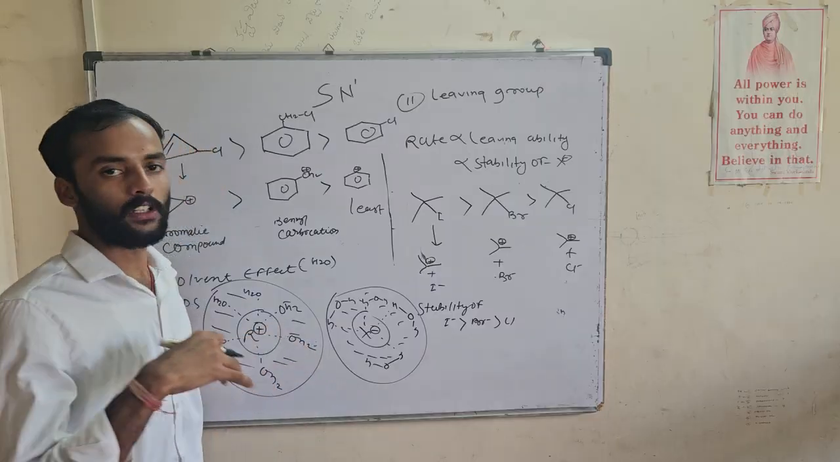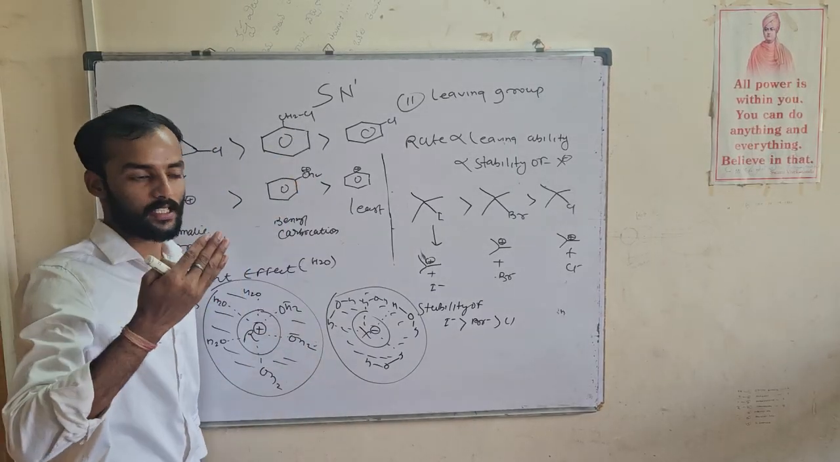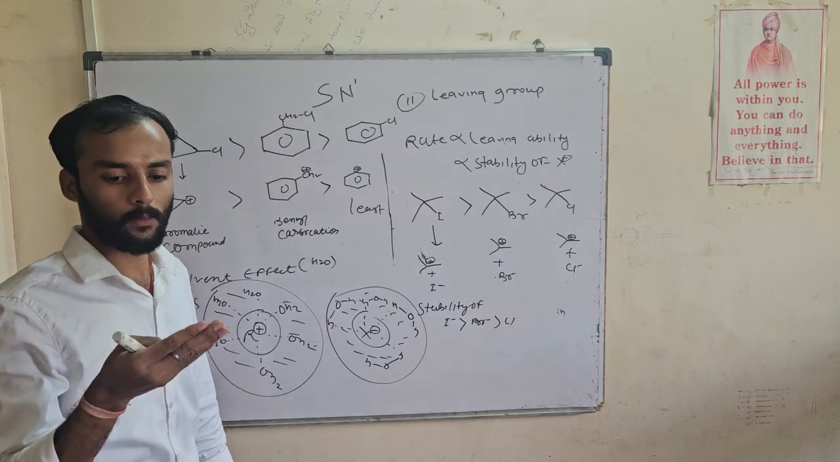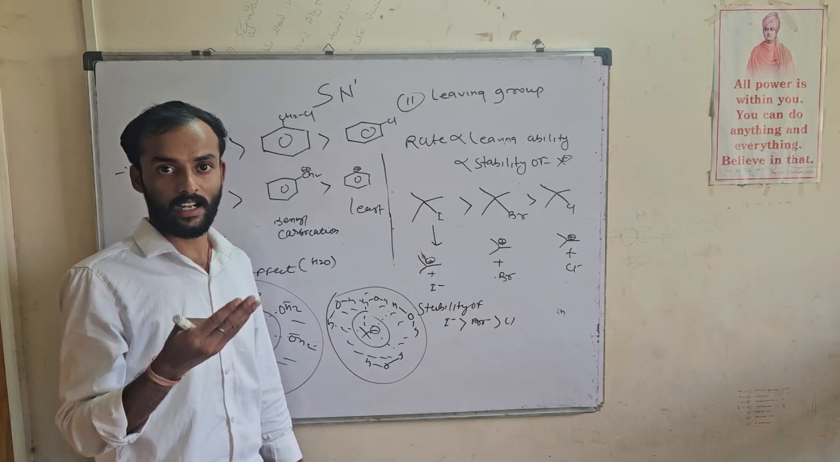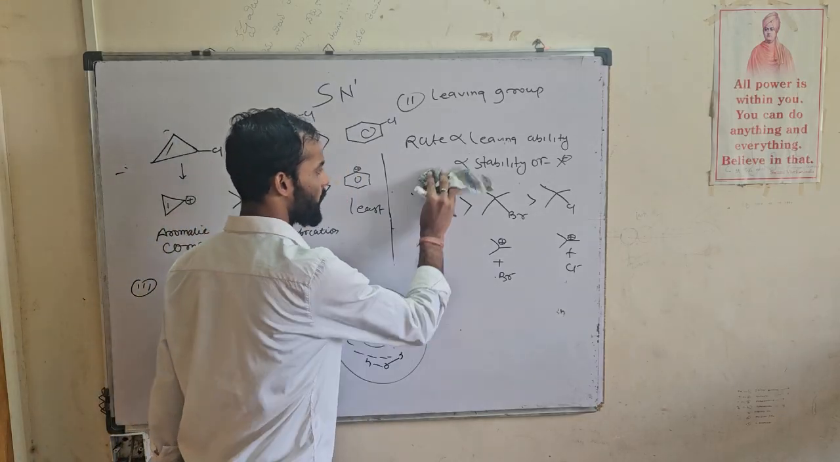It means when we use a polar protic solvent, the rate of SN1 reaction is going to increase. Or we can say that in SN1 reaction, we have to use a polar protic solvent to increase the rate of hydrolysis or to increase the rate of solvolysis. Now the next factor is temperature.